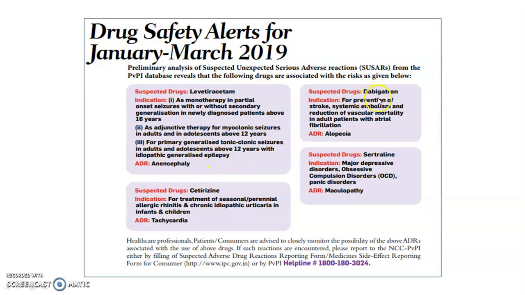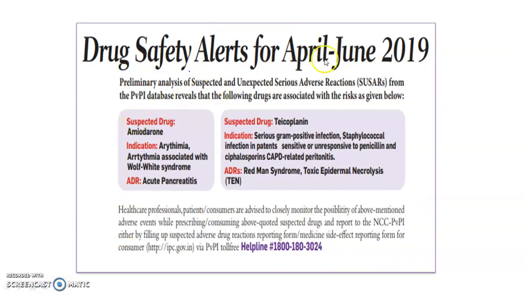And if you are using sertraline, an OCD drug, that is obsessive compulsive disorder drug, it may produce maculopathy. You need to check it out. If you are using cetirizine for urticaria, it leads to tachycardia. You need to monitor it. So this is our safety information released by PVPI, and you can directly call the helpline number. Also, you can ask them. Similarly, some of the drug safety alerts in April and June 2019: amiodarone, an antiarrhythmic drug, which leads to acute pancreatitis. You need to always check it out.